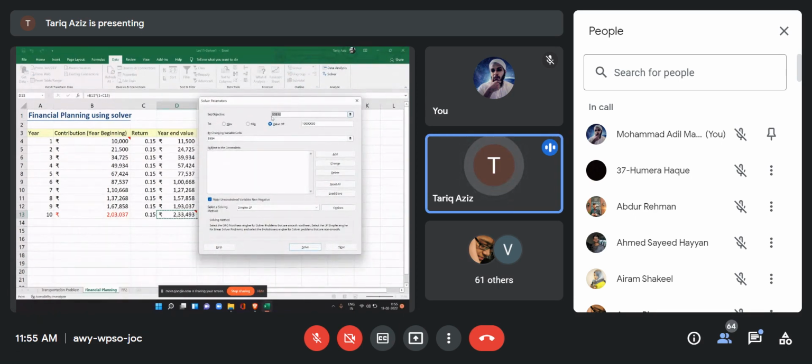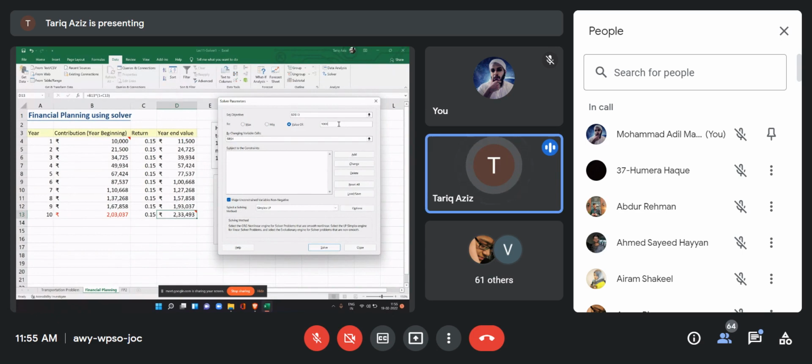So D13 actually contains our outcome cell, the objective cell. So it is correct. Then this is an example of neither maximization nor minimization, but we want D13 set to a particular value, and that value is 1 crore. So I will type here 1 crore. How many zeros? 1, 2, 3, 4, 5, 6, 7 zeros are there. So I have typed 1 crore here. I want D13 to be equal to 1 crore.